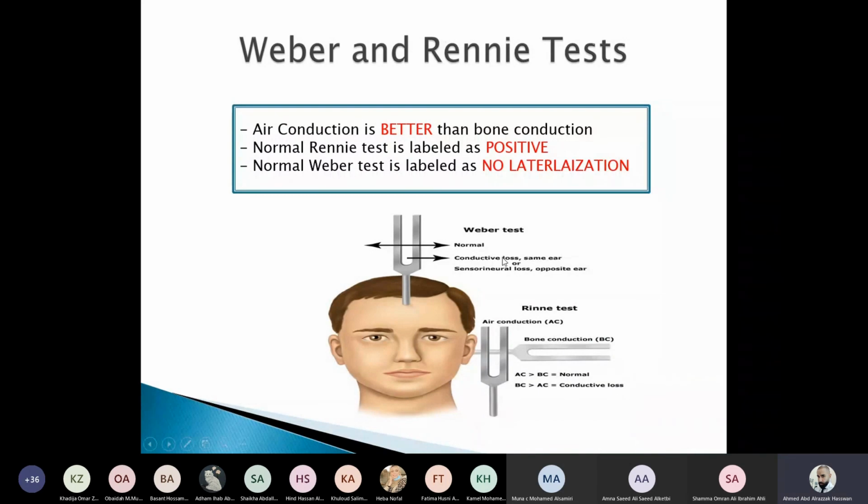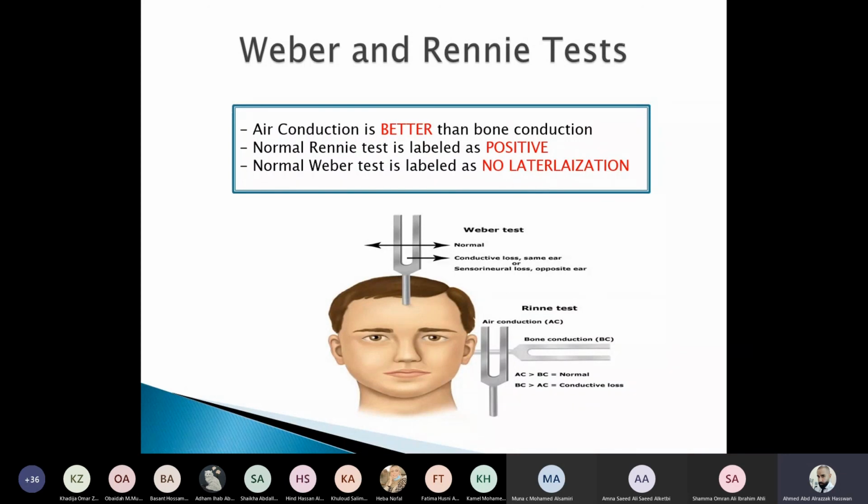Now, how about the Rennie test, guys? How can we interpret the Rennie test? The interpretation is sometimes a bit confusing. If you remember from yesterday's case, how do we do Rennie? What is the idea behind the Rennie test? Conductive timing of air should be 2 times longer than that of bone. Thank you, Abdurrahman. So air conduction should be better than bone conduction, as we said.